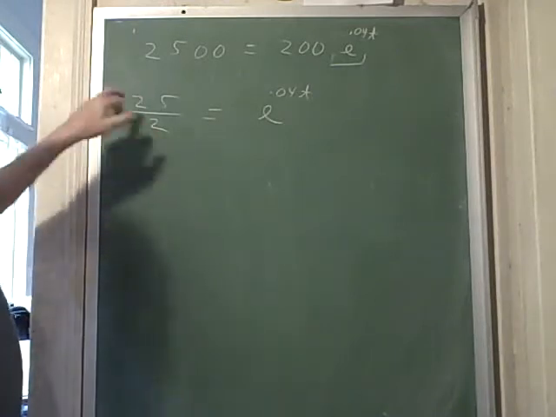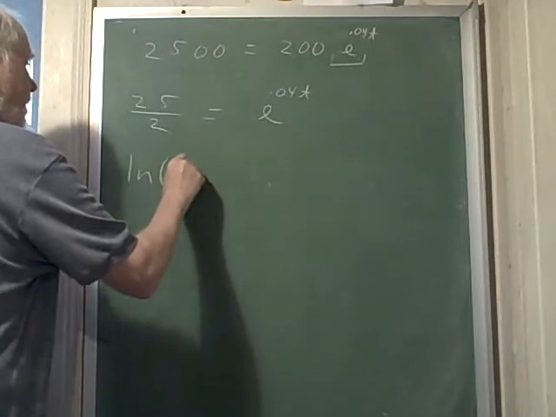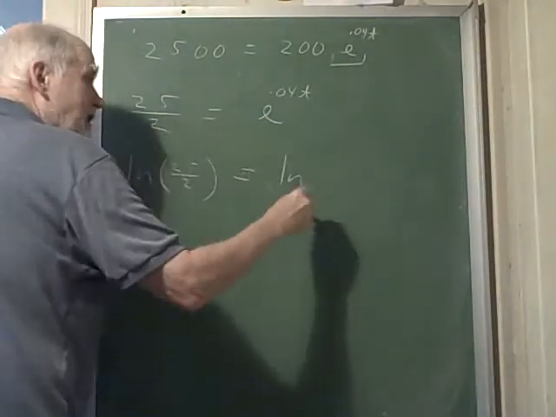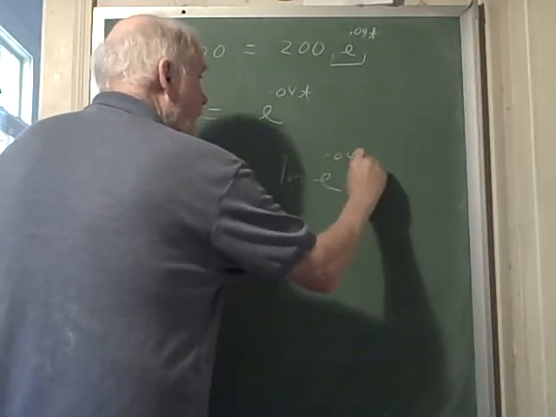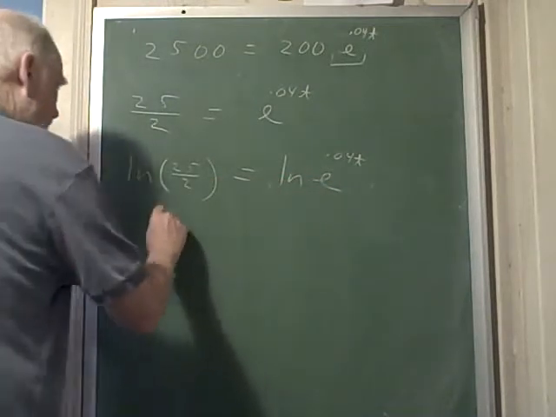Step 2, take the log of both sides. So I take the log of 25 over 2 equals the log, and we're lucky because these are going to be inverses of each other. We don't have to use property 3. Guess what? This cancels itself out, so we end up with the log.